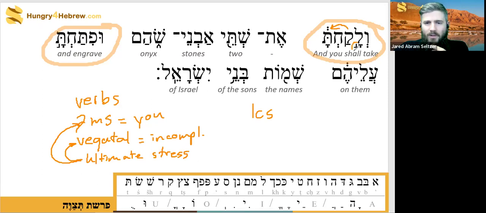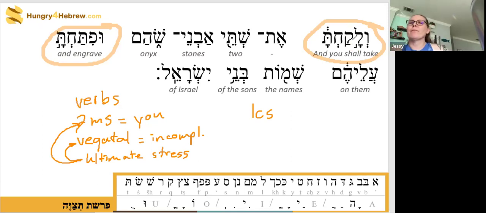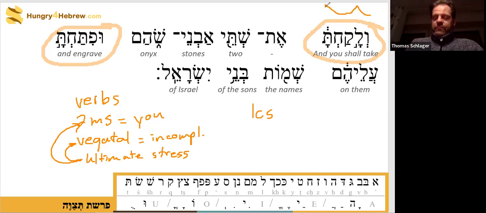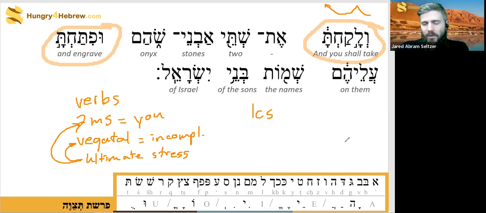Velakachta. What does this represent? A little backwards L. Beats me. Secondary stress. Velakachta. It's almost like you can hear the volume going velakachta. Like this. That's secondary stress. We have a lot of words with secondary stress.